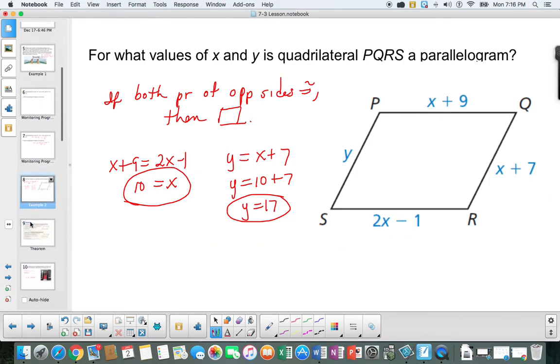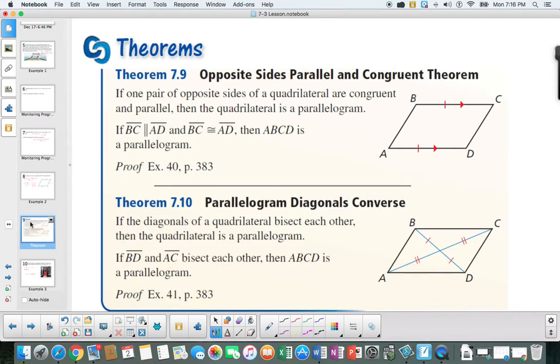Here are some more theorems that will help us prove something's a parallelogram. This one is not a converse. Let's take a look. It says one pair. Most of the time we were saying both pairs. If one pair of opposite sides are congruent and parallel, we can say this is a parallelogram. So if you can see this kind of situation, then we can say it's a parallelogram. And this is also a converse. If the diagonals bisect each other, then we can say it's a parallelogram.